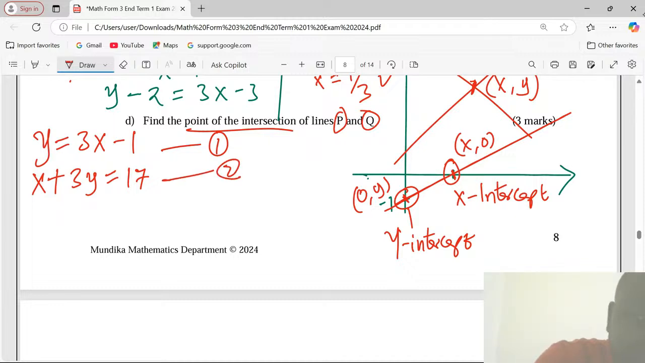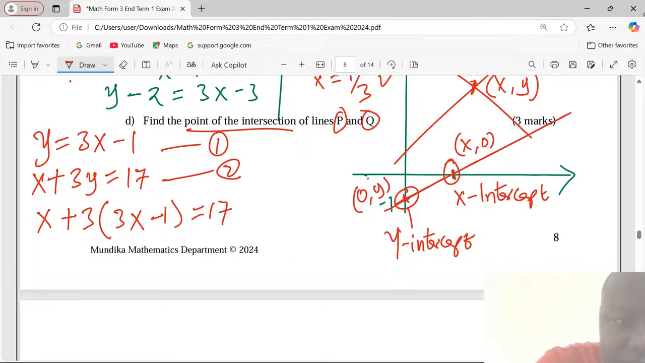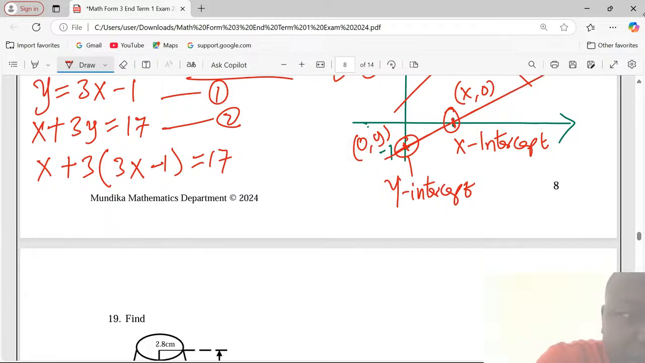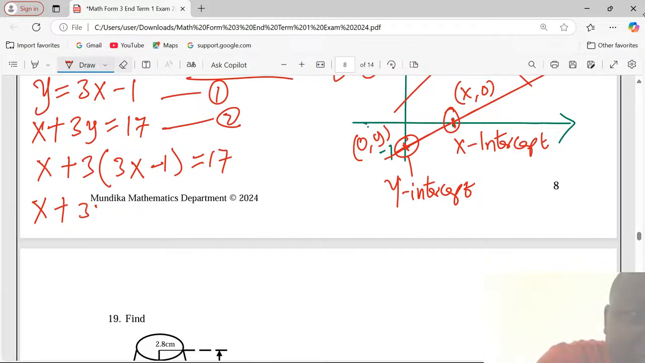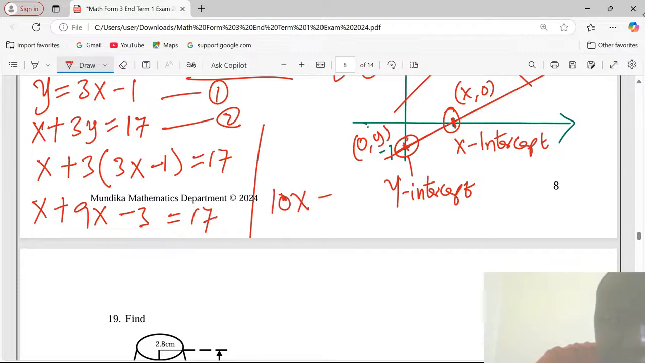So in equation 2 now we rewrite it x plus 3, and instead of y, 3x minus 1 equals to 17, right? So we'll be talking about x plus 9x after multiplying. Then this is minus 3 equals to 17. You see now this is becoming 10x. And when we take 3 to the other side, we are getting 20. So we can talk of x becoming 2.